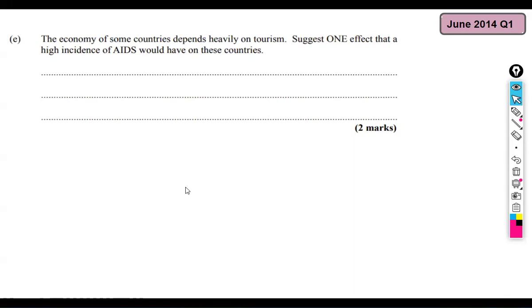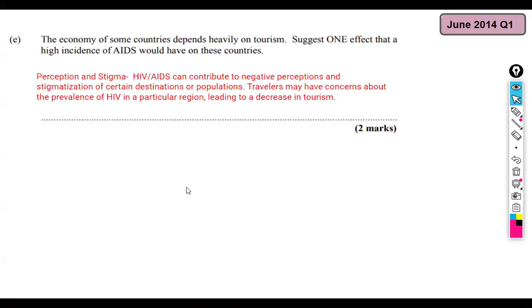So let's see my answer for this one. The country will develop a perception and a stigma. HIV/AIDS can contribute to negative perceptions and stigmatizations of certain destinations or populations. Travelers may have concerns about the prevalence of HIV in a particular region, leading to a decrease in tourism. Obviously, my answer can be rephrased a million different ways, but I trust everyone in the class gets the gist of my answer.